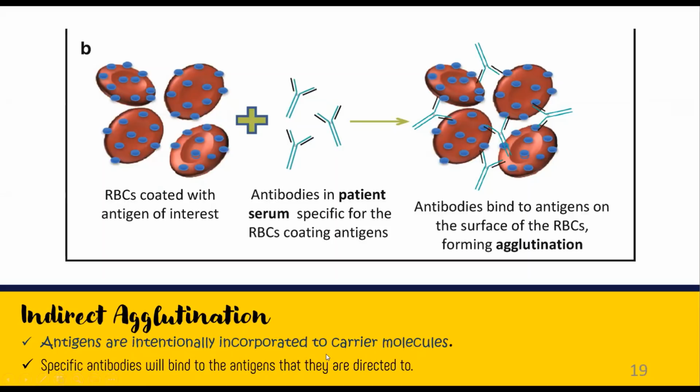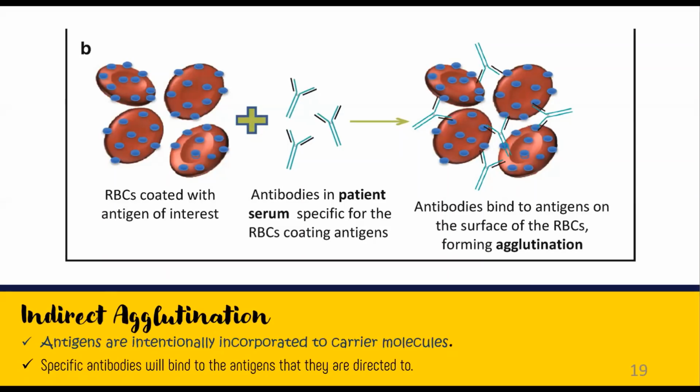In other words, the antigens here have carrier particles. In this image here, class, the carrier is the RBC. The RBCs here are coated with the antigen of interest. So this differs from direct agglutination in the sense that these antigens, etong blue dito, are intentionally and synthetically attached to the surface of the RBC. Example, viral antigen, influenza antigen for example.